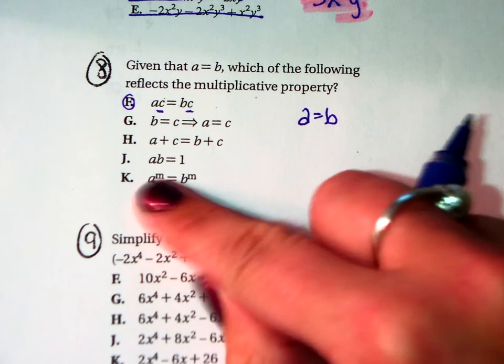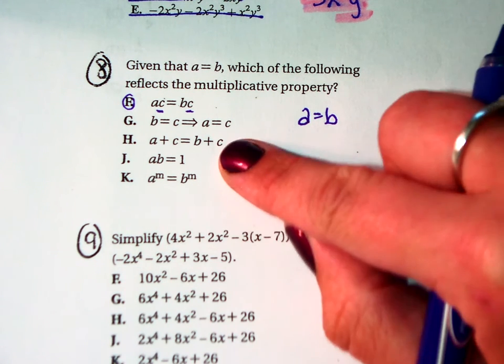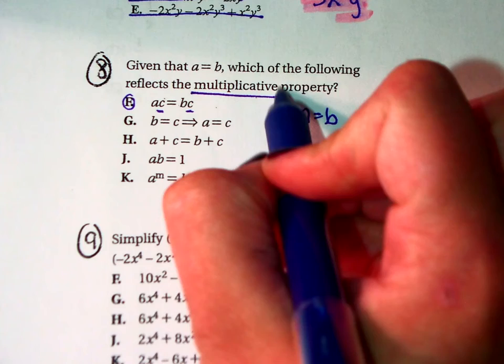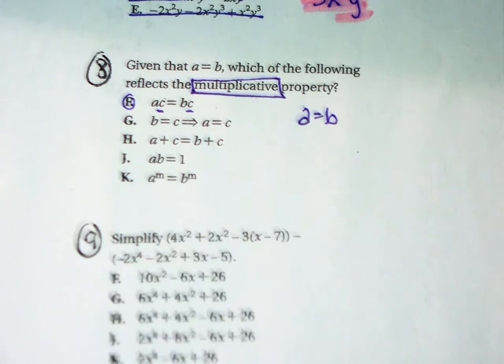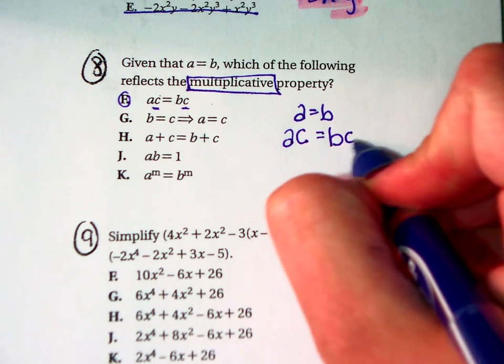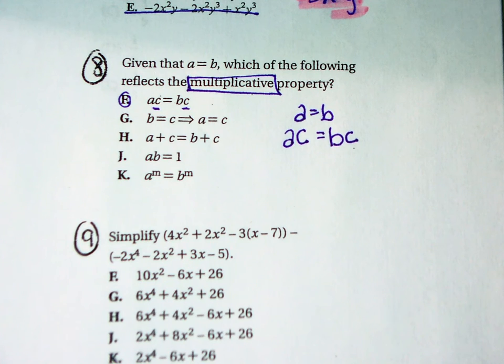Okay, this is an exponent property. Right here I'm using addition. There's a plus sign. I'm looking for multiplicative, which just means multiply. How do I show multiplication? Well, I can multiply C to A and multiply C to B. So the answer is F.